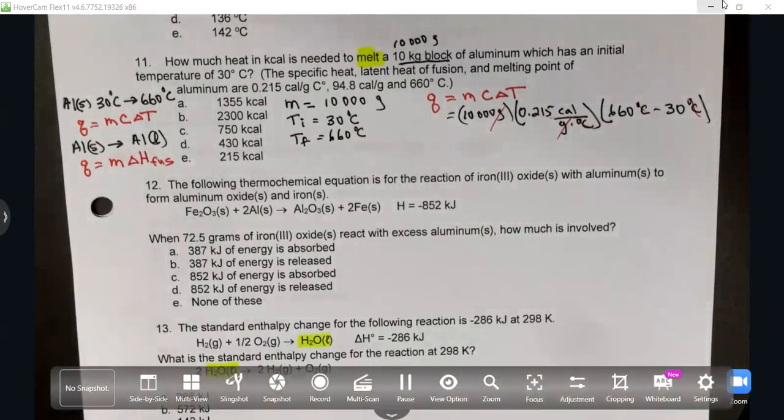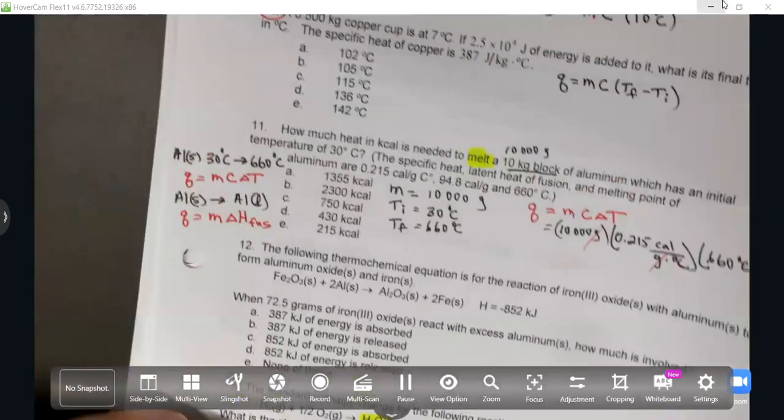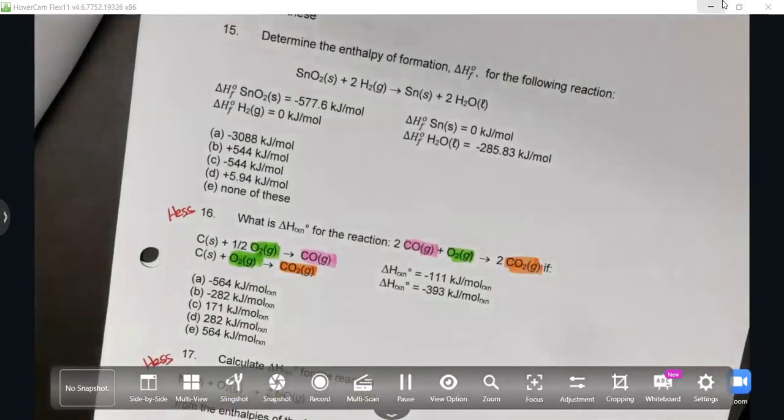All right, any other questions on this quiz? Yes, 16. 16, let's see. All right, so 16, I've got it highlighted.